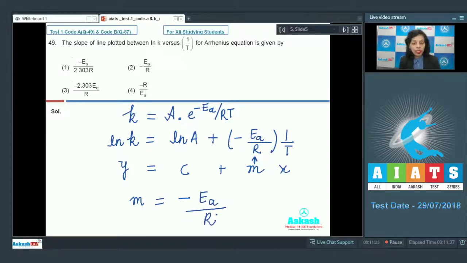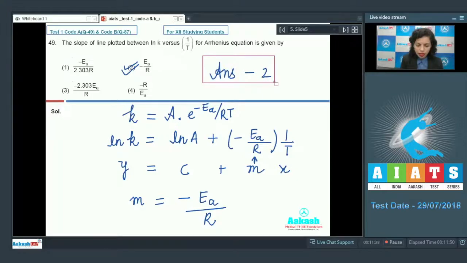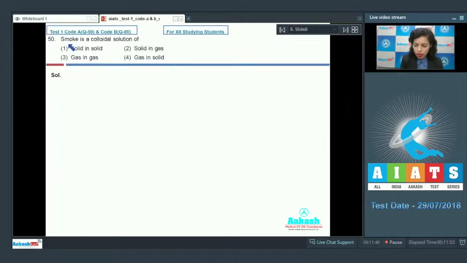Then which option is correct? You can easily identify the correct answer. That answer is given in option 2. So I'll mark the correct answer here, the answer 2. Now after this, let's move on to the next question.